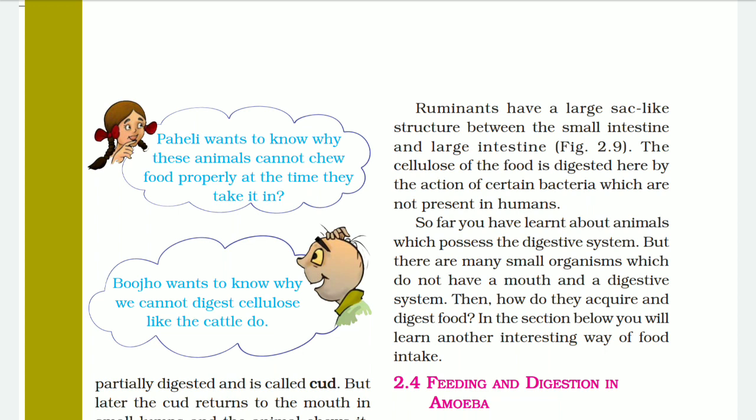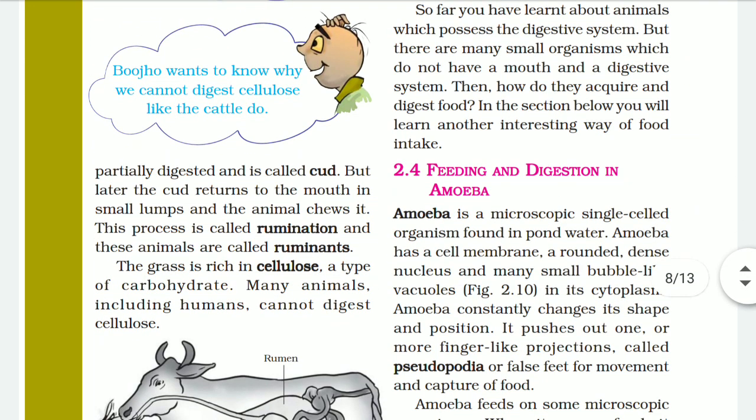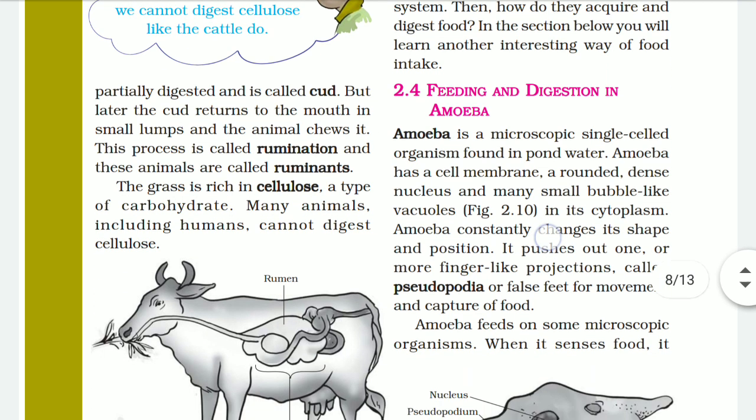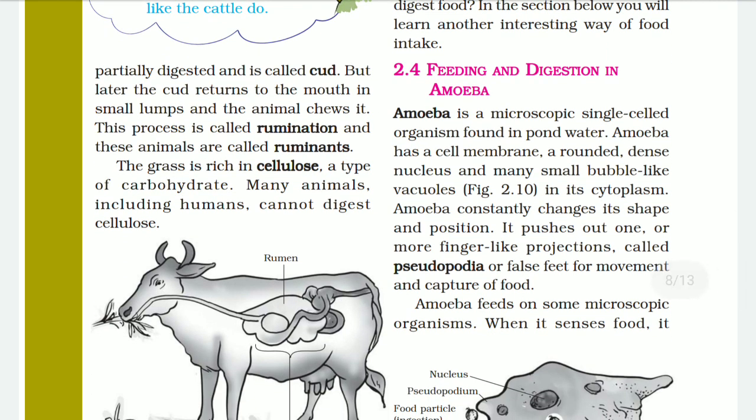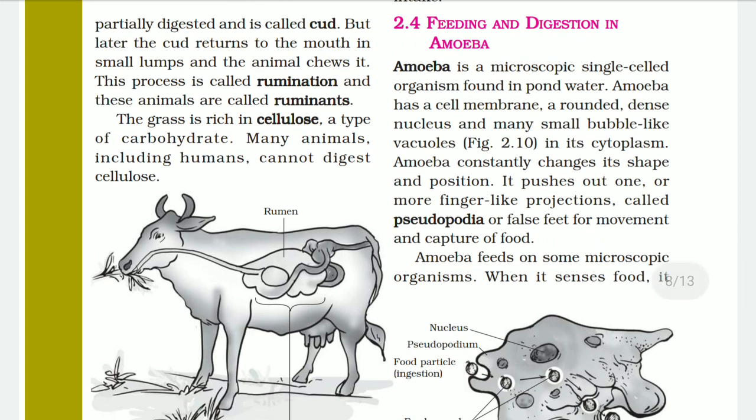So far you have learnt about animals which possess a digestive system, but there are many small organisms which do not have a mouth or a digestive system. Then how do they acquire food? You will study this later on. Feeding and digestion in the amoeba. Amoeba is a microscopic single-celled living organism. It is normally found in ponds and water, and it is only one cell, with a rounded structure.